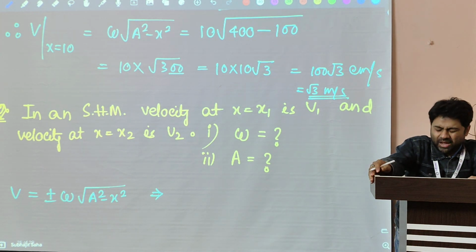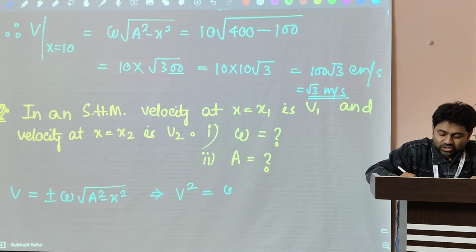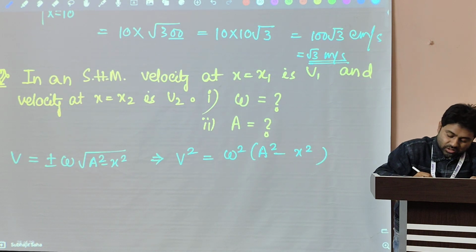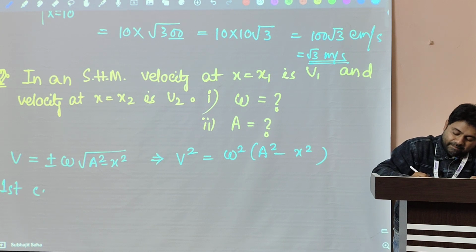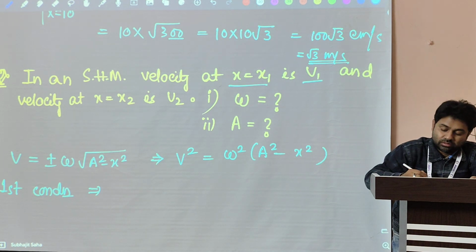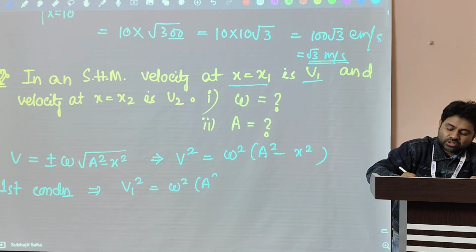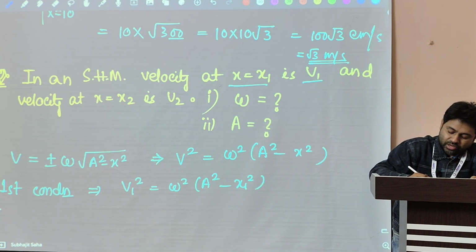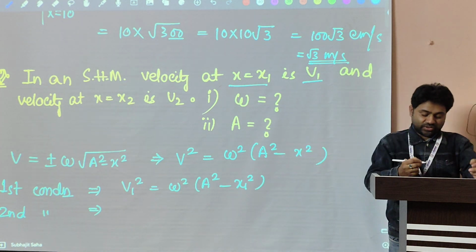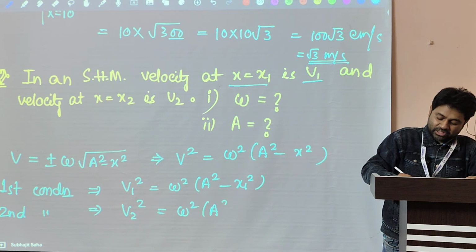So velocity equals plus or minus omega root a square minus x square. That means velocity squared would be omega square into a square minus x square. Now from the first condition, when x equal to x1, velocity is v1. So v1 square equals omega square times a square minus x1 square. And from the second condition, at position x2 velocity is v2. So v2 square would be omega square times a square minus x2 square.